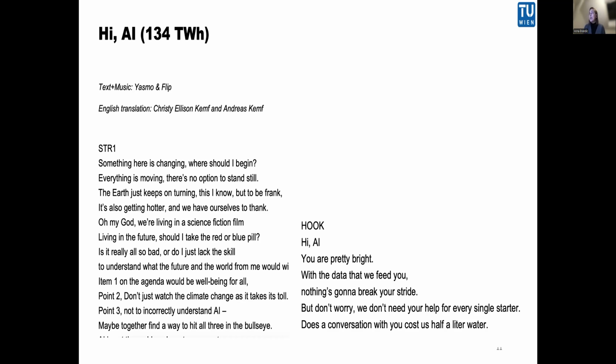Well, I think it's a nice example of how we can educate using different tools, different communication channels that are maybe adequate for these different groups of persons.